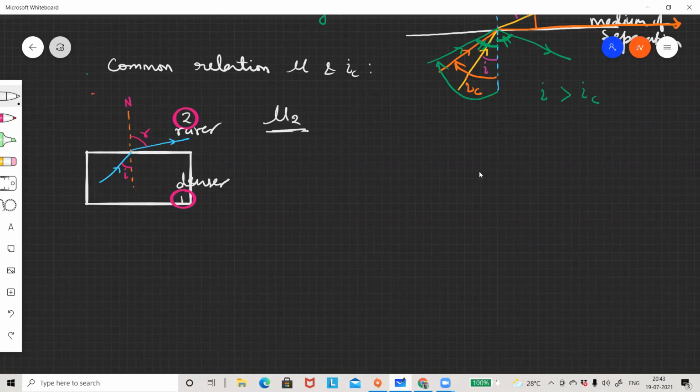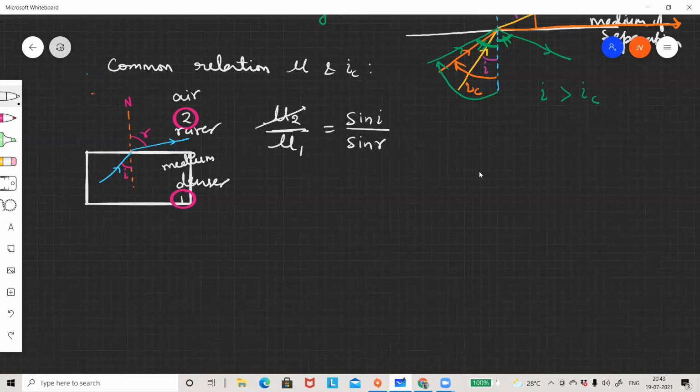I'm wrong. So the refractive index of the second medium with respect to the first medium is the sine of the angle of incidence to the sine of the angle of refraction. So the denser medium is the first medium, the rarer medium is the second medium. In the first medium there is the angle of incidence, in the second medium the angle of refraction. Then say the rarer medium is air, for example, no special reason, and the denser medium is some medium, it can be anything. So this is the refractive index of a medium, and this is the refractive index of air.